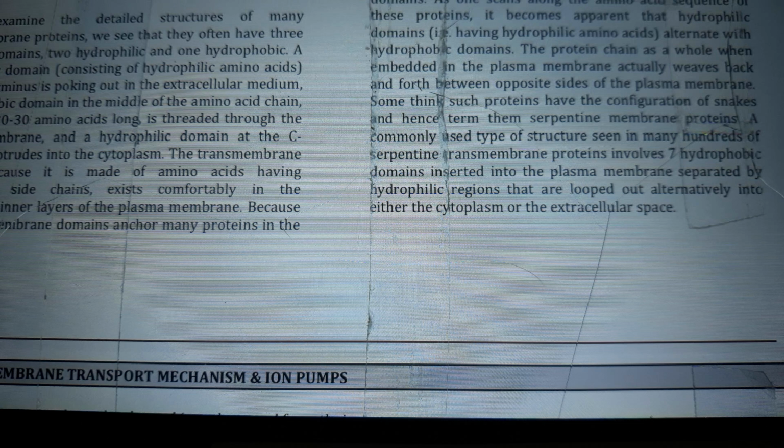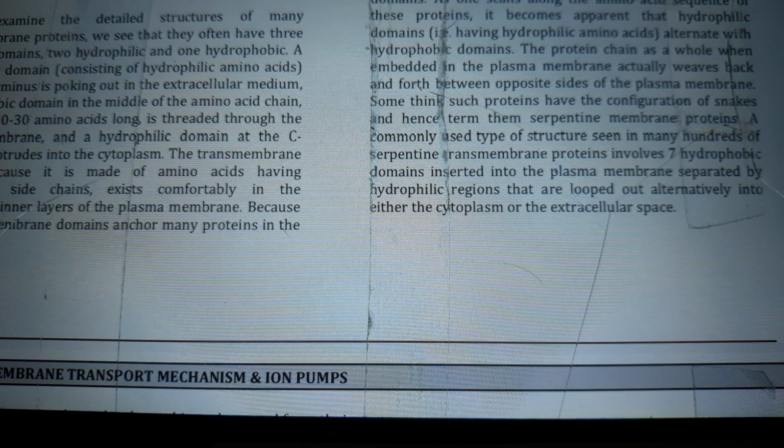different domains, 2 hydrophilic and 1 hydrophobic. A hydrophilic domain consisting of hydrophilic amino acids at the N-terminus is sticking out into the extracellular medium. A hydrophobic domain in the middle of the amino acid chain, often only 20 to 30 amino acids long, is threaded through the plasma membrane, and a hydrophilic domain at the C-terminus protrudes into the cytoplasm. The transmembrane domain, because it is made of amino acids having hydrophobic side chains, exists comfortably in the hydrophobic inner layers of the plasma membrane.